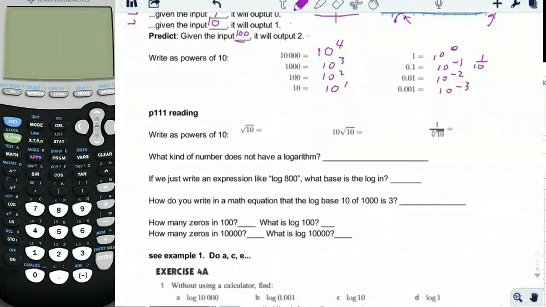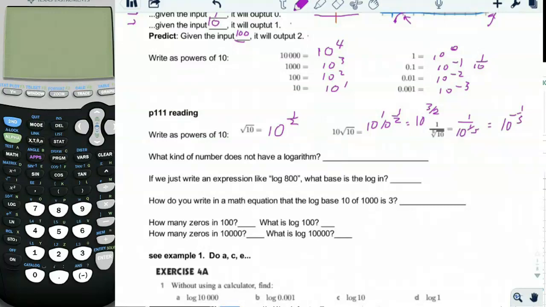Okay. Right as a power of 10, square root of 10. Well, the square root of 10, that's not as easy, but the square root of 10 is the same as 10 to the half. 10 times square root of 10, this would be 10 to the first times 10 to the 1/2, and since it's the same base, you can add the exponents, 10 to the 3/2. 1 over the fifth root of 10, that would be 1 over 10 to the 1/5. Now remember, if you ever have an inverse like that, you can say 10 to the -1/5.